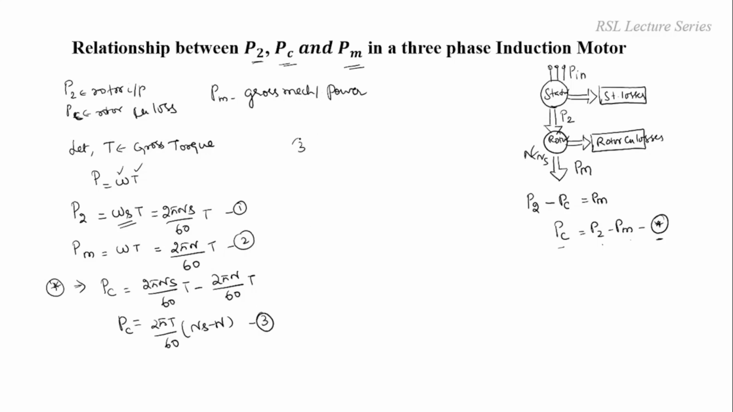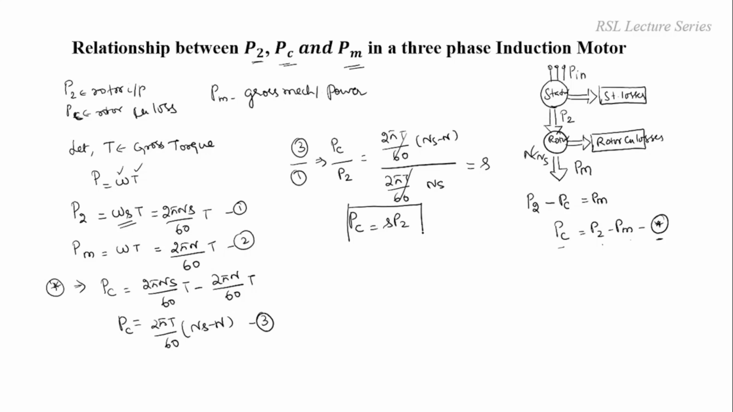Now we will divide equation number 3 by equation 1, which will give PC divided by P2. That is equal to 2 pi T by 60 into Ns minus N, whole divided by 2 pi T by 60 into Ns. The 2 pi T by 60 terms get cancelled. The remaining terms are Ns minus N divided by Ns, which is the slip. So PC is equal to S times P2. The rotor copper loss is equal to slip times the rotor input power.